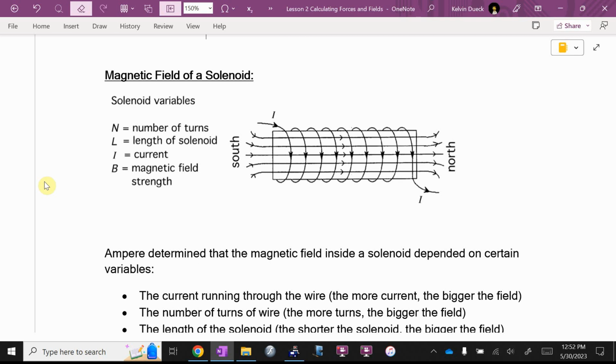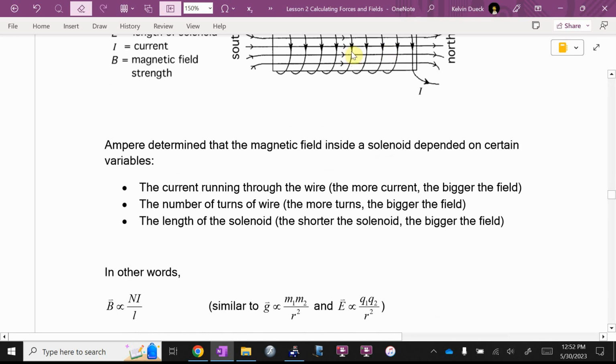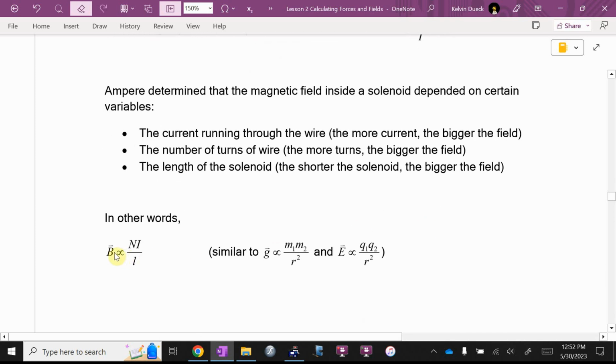So Ampere determined that the magnetic field inside a solenoid depended on certain variables. The current, bigger is better, so I is on top. The number of turns of wire, more turns is better, so N is on top. The length of the solenoid, the shorter the solenoid, the bigger the field, so L is on the bottom. In other words, he found that magnetic field was proportional to N times I divided by L. However, that will not give you Teslas.